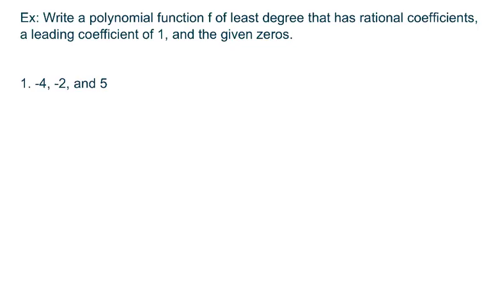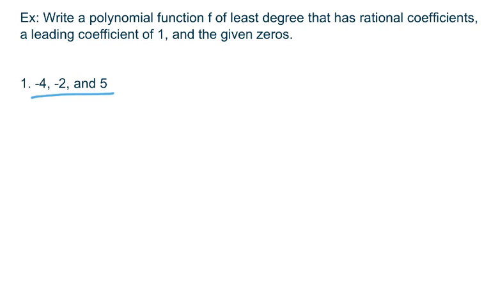The last item of business in section 4.5 is actually going the other direction. So everything so far, you've been given a function and you're supposed to find the zeros. Well, in this last couple of examples, I'm going to give you the zeros and you're going to tell me the function. The directions say write a polynomial function f of x of least degree, meaning we don't have any hidden zeros or any extra zeros that they're not going to tell us, that has rational coefficients, a leading coefficient of 1, and the given zeros. The given zeros here are negative 4, negative 2, and positive 5.